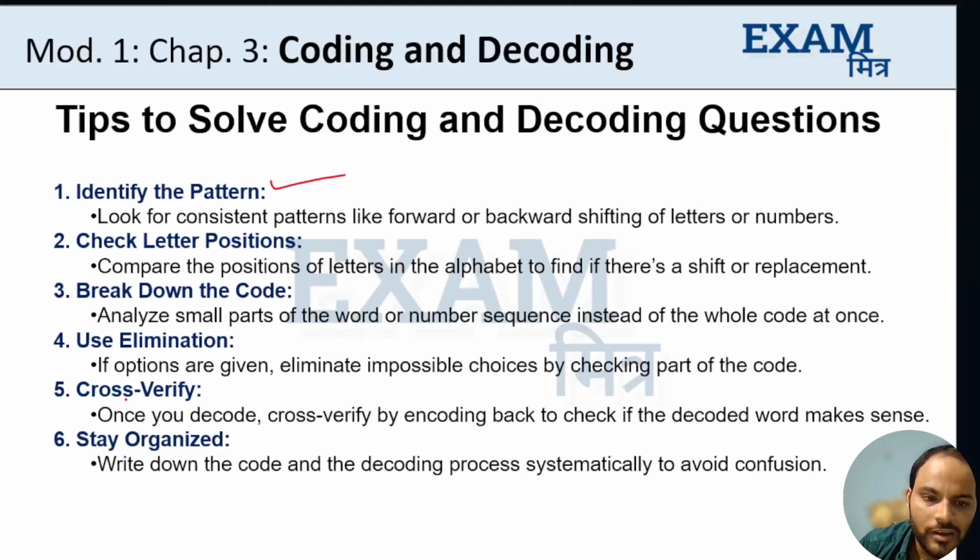Again, cross verify. Once you have understood the coding, you will need to verify whether this process of coding works on others as well or not. Then stay organized, write down the code and decode process systematically. While solving questions based on this topic, write the code and decode in some separate places or in an organized manner to understand the coding well and easily and to avoid some confusion.